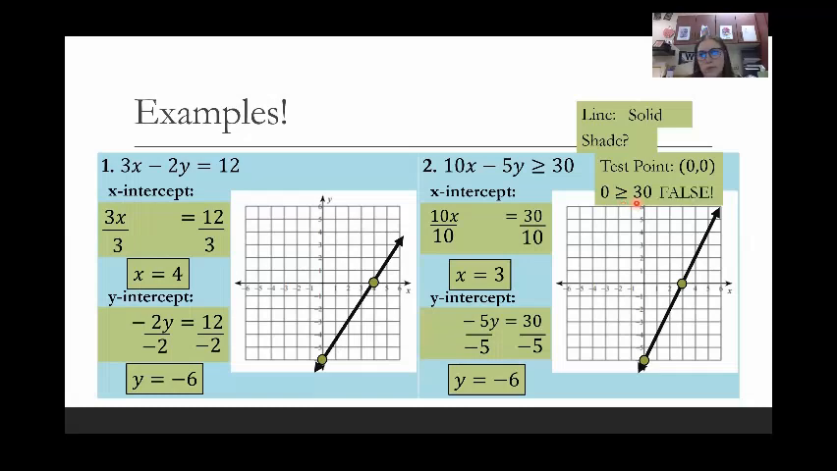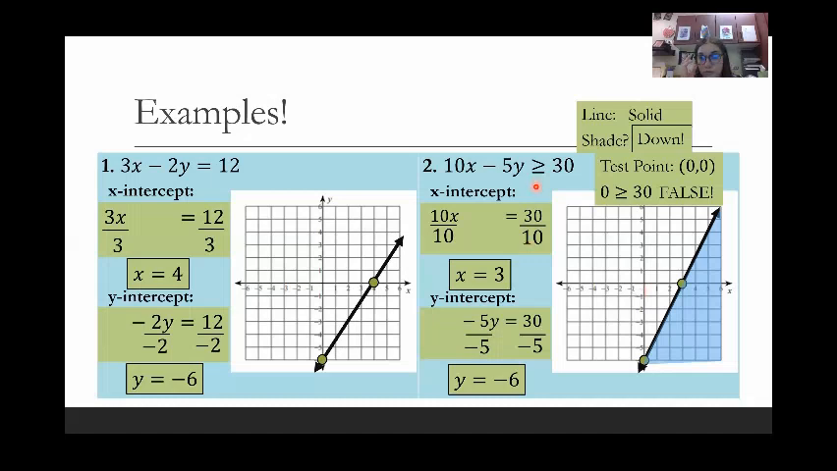No, that's not true, right? 0 is not bigger than 30, nor is it equal to 30. So that means that 0, 0 isn't a solution. So we'd want to shade the opposite direction. In this case, I'm going to say we're going to shade down because it's opposite of where 0, 0 is.